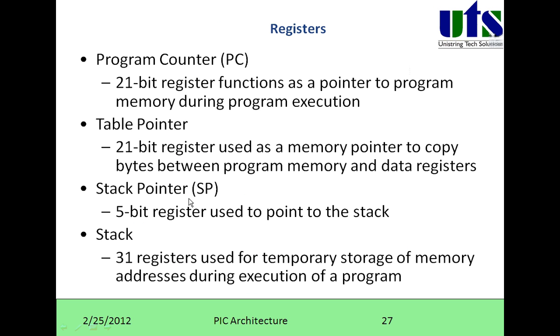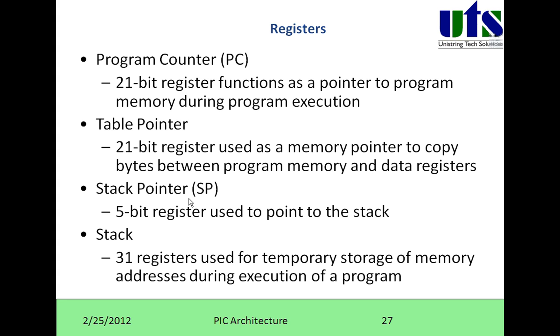Okay, and what are the registers? Program counter. Whenever you fetch any address, the address bus will be 21 bits wide, right? So that's why we have a 21-bit register that functions as a pointer to program memory during program execution. And the table pointer specifies the address of the memory that will be accessed, a pointer to copy bytes between program memory and data registers.